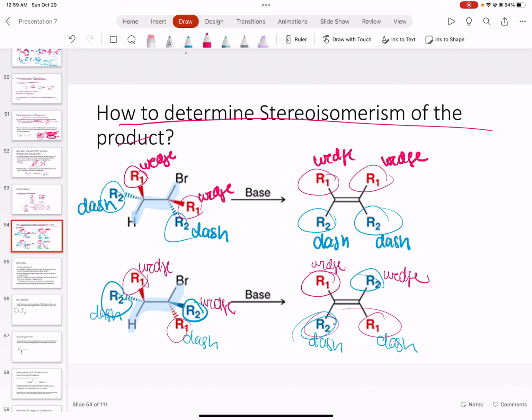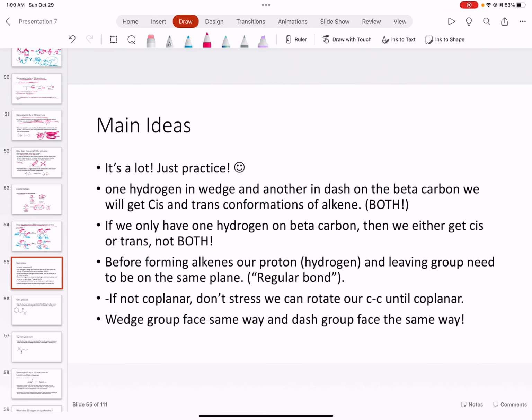So then you're technically able to see that no matter the color, no matter anything, it's mainly about that relationship: everything pointing up is going to be wedge wedge, while everything pointing down is going to be just dash dash. So it's something just to remember, and I would say it is pretty helpful. So then, main ideas, it's a lot. I know it's a lot of information to take in, so just practice.